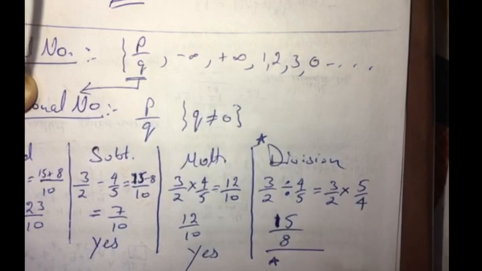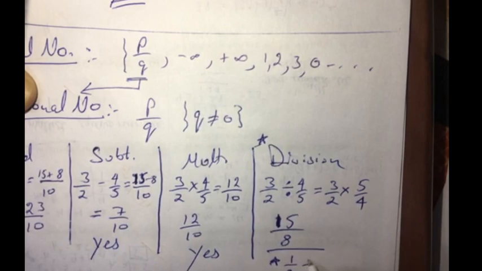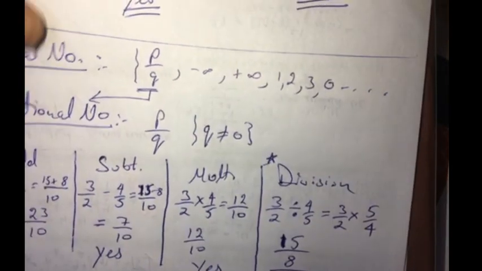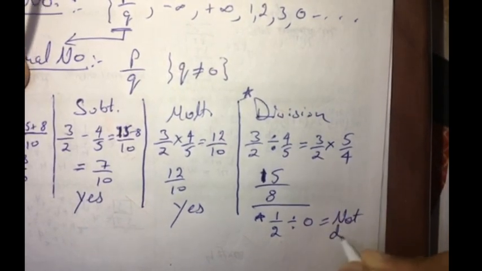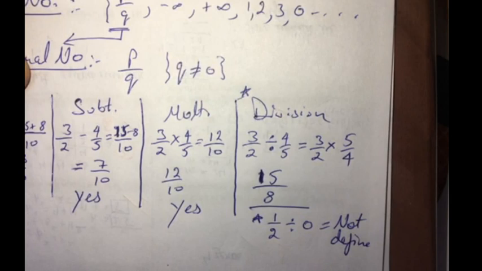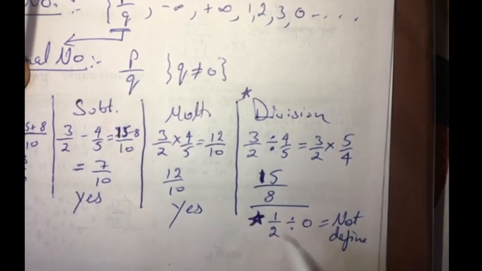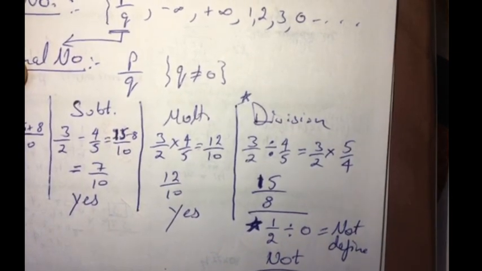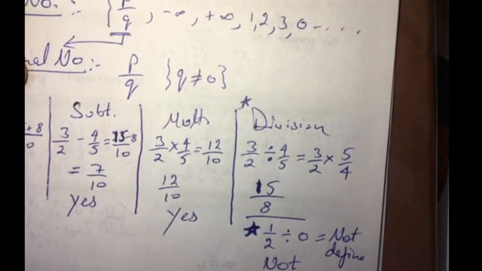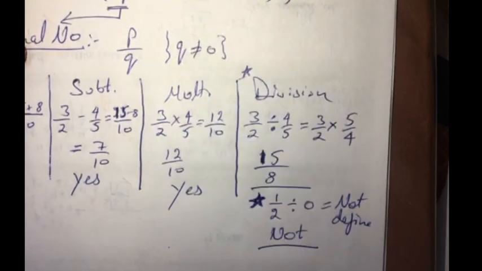But the important point is, if we divide any rational number, let's say 1 by 2, divided by 0, any rational number by 0, then it will always be not defined. Because I told you, when we divide any number by 0, it becomes not defined. So due to this case, it does not work in division. The closure property for rational numbers does not work in division. Do you remember this?